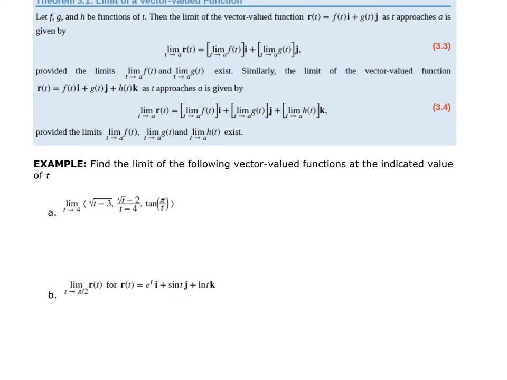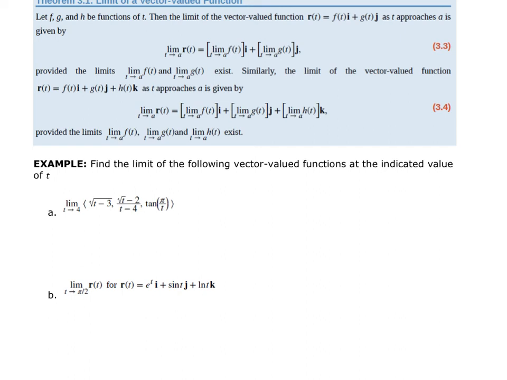So if I'm asked to find the limit as t approaches 4, I ask myself, is that going to be defined on each one of these? And the answer is no, it is not defined on this one because the domain is restricted to 4 there. So because of that, I can't do a direct substitution.